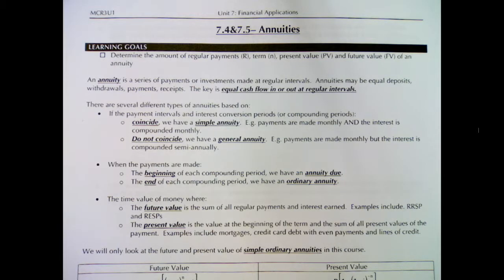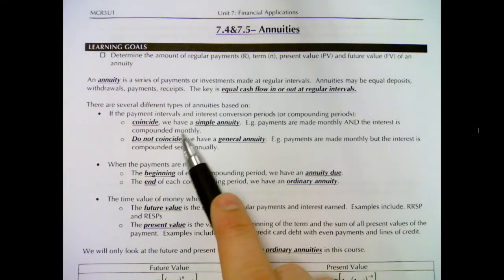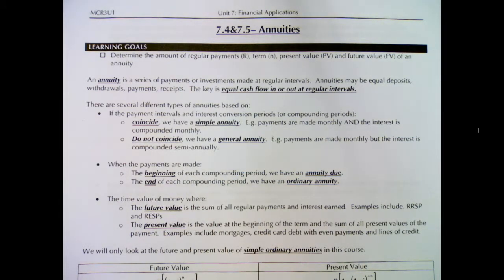There are several different types of annuities based on whether the payment intervals and interest conversion periods coincide. That's called a simple annuity, and that's the type of annuity we're going to look at in this course. If they don't coincide, then it's called a general annuity. That means something like payments being made monthly, but the interest is compounded semi-annually. All the ones we will do, the payment frequency and the compounding will line up at the same interval. So payments monthly and compounded monthly, you'll see them line up.